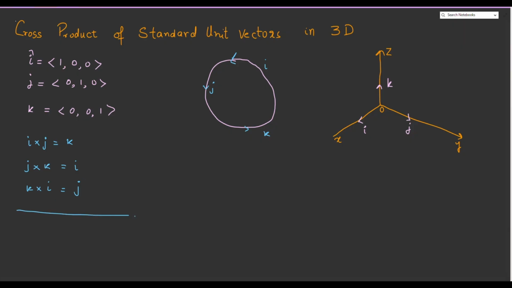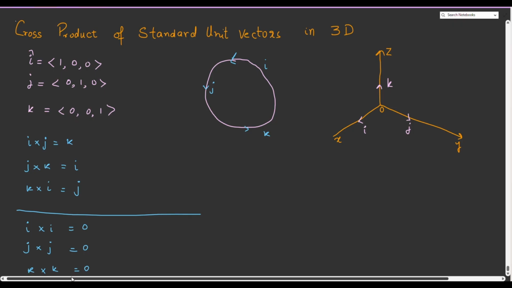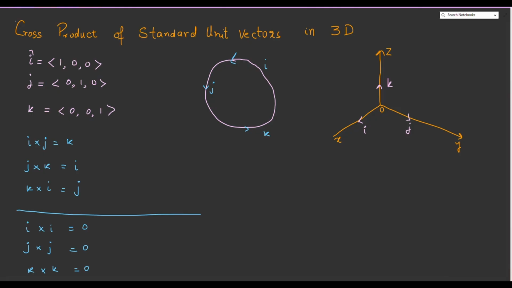The second thing you need to remember is that I cross I is equal to 0. Similarly, J cross J is equal to 0, and K cross K is also equal to 0, because of the property we discussed above, or you can say the angle between I and itself is equal to 0.